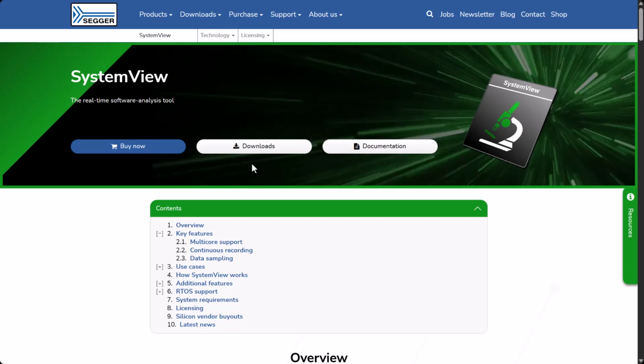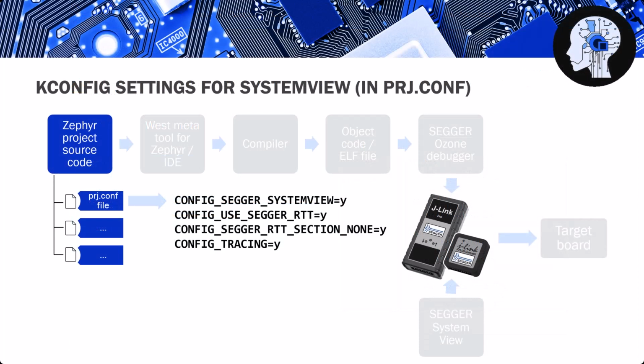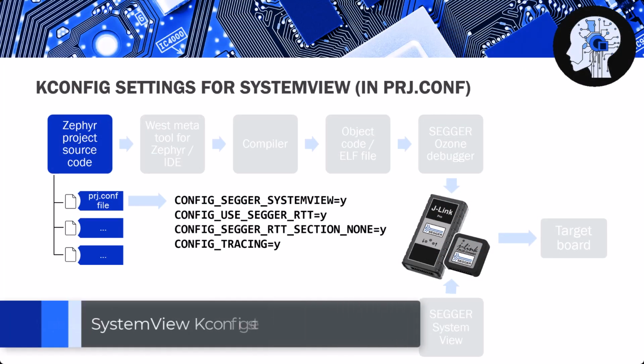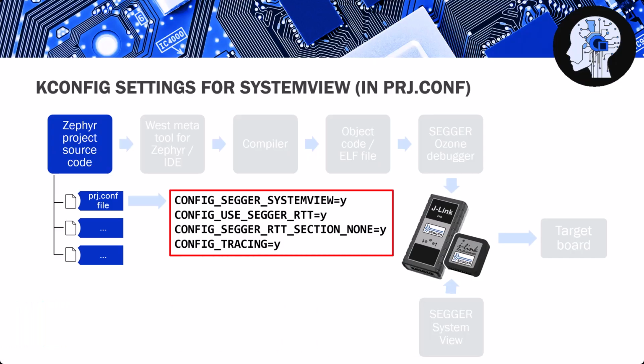You can find out more about SystemView on the SEGGER website. You can also download SystemView from there. Under SEGGER's friendly license, you can use SystemView free of charge for evaluation or non-commercial purposes. In order to visualize and analyze Zephyr RTOS applications with SystemView, it is important to add a few Kconfig settings to the configuration file in your Zephyr project. With these settings, SystemView can work with Zephyr-based applications.